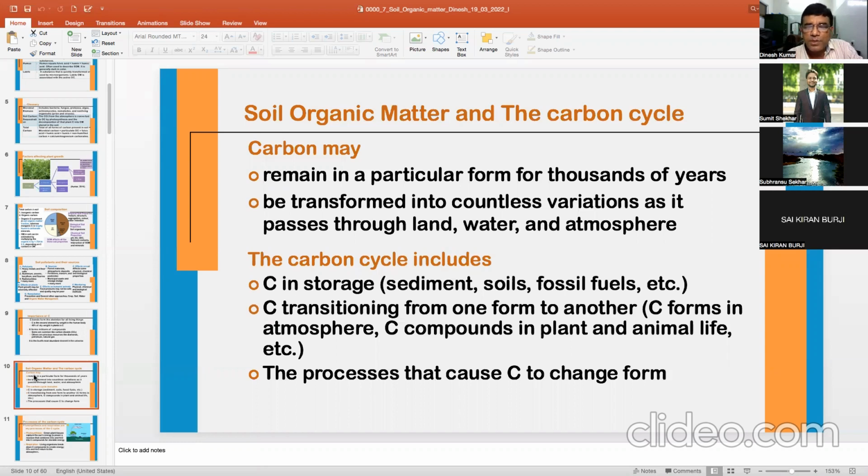For example, the carbon cycle includes three important processes. You need to remember three important processes. One is storage. Carbon can be stored in sediments, the suspended material in water that settles on the floor. Sediments, soils, fossil fuels are different forms of carbon storage. It can also be stored in oceans in different forms. Then, in transition, some carbon is transitioning from one form to another. It can be in the atmosphere, or in carbon compounds in plant and animal life. Suppose it was in the atmosphere, it has come to the plant. From the plant, it can be applied to the soil, and then the last process is decomposition. The process that causes carbon to change is decomposition.